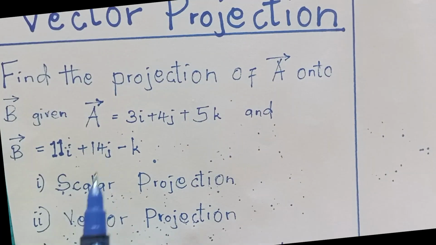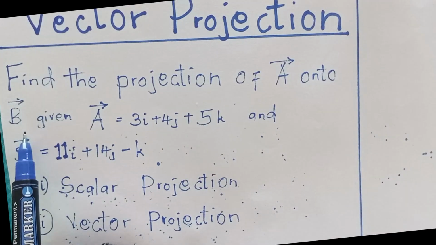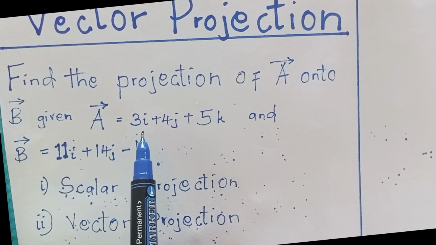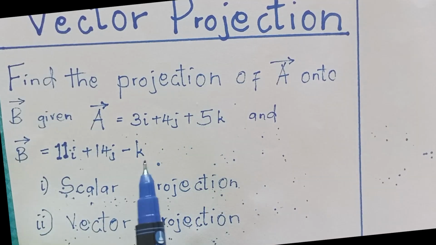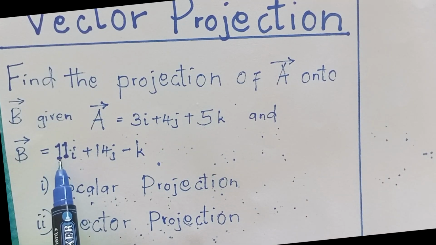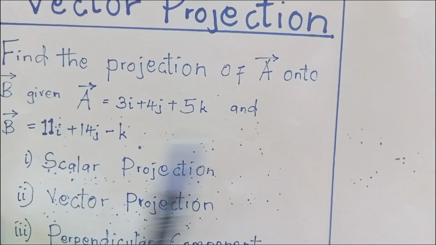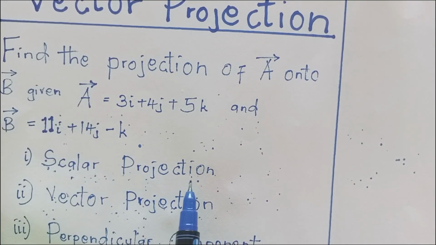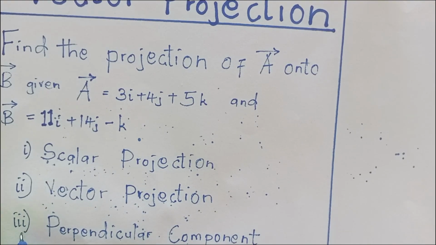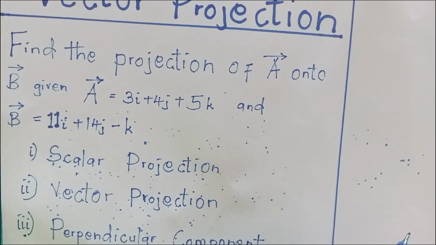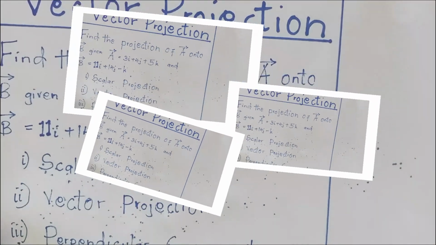Find the projection of vector A onto vector B given that A is equal to 3i plus 4j plus 5k and B is equal to 11i plus 14j minus k. Part A, scalar projection. Part B, vector projection. And part C, the perpendicular component. Let us begin with part A, scalar projection.